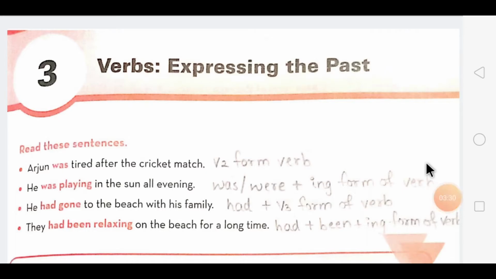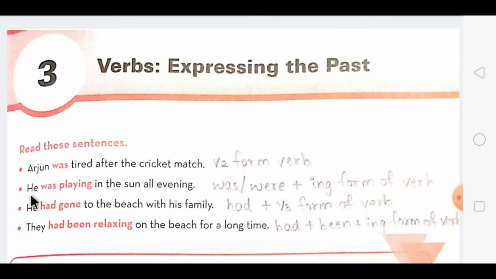So dear students, here we are on chapter number 3, that is verbs expressing the past. The rule chart which I have explained to you, the same thing I have noted down over here with the examples. These are the 4 sentences given over here with the examples of all the 4 types of past forms. The first one is Arjun was tired after the cricket match. Here the word was is the be verb, and the form which is used is the V2 form of the verb.